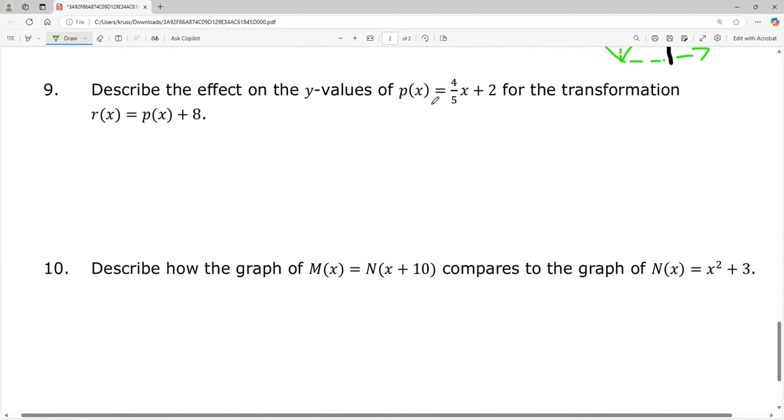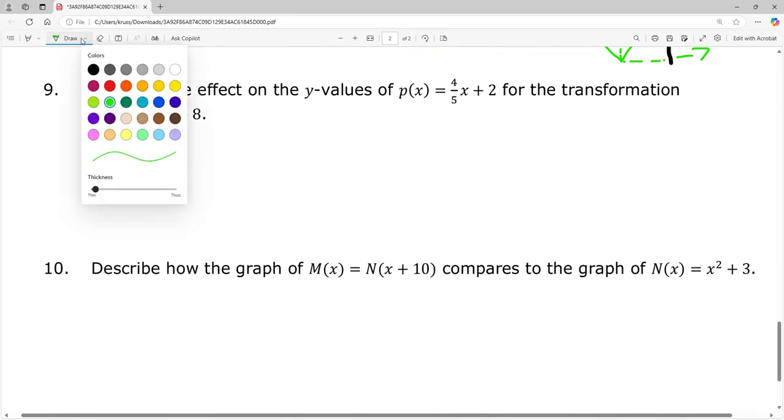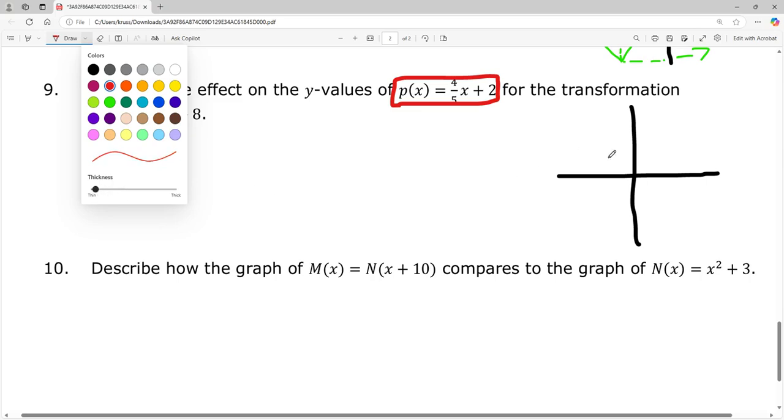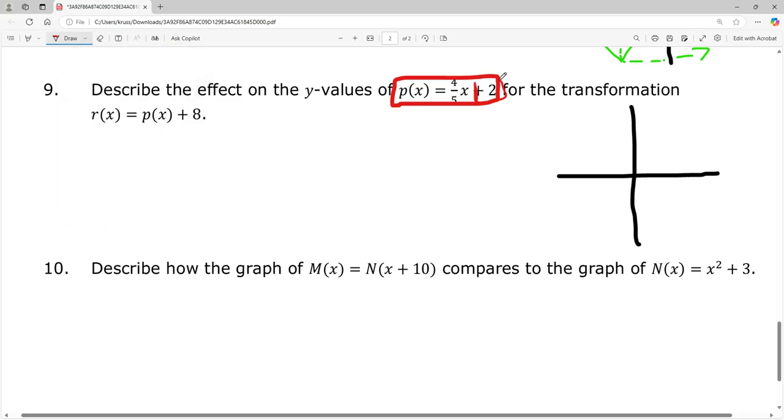Okay, so we described how p sub x is 4/5 x plus 2, right? So let's sketch this real quick. p sub x is this red one, right? Let's make it a little bit thinner. It starts at positive 2, and it's going to go up 4, 1, 2, 3, 4, and over 5. It's going to be like that, okay? With a positive slope of a change in 4y for every change in 5x.